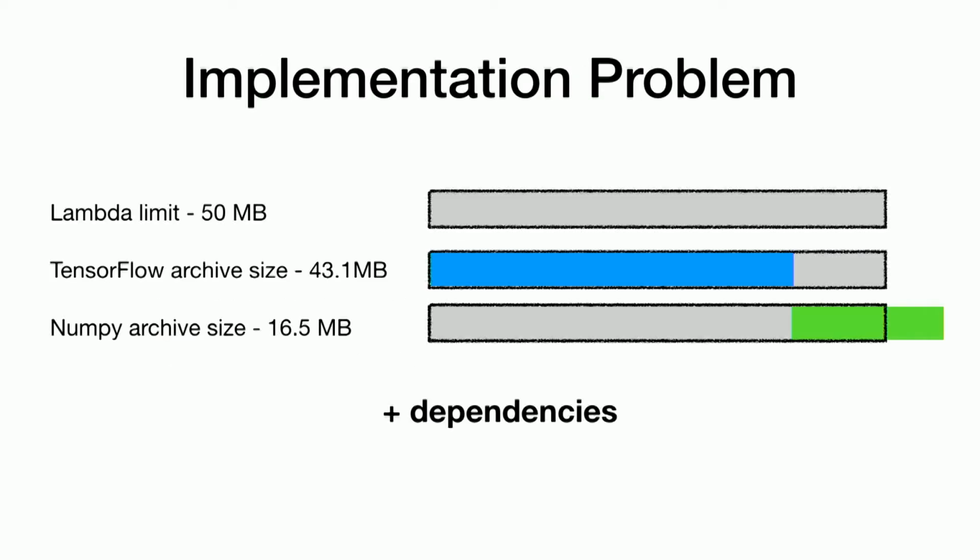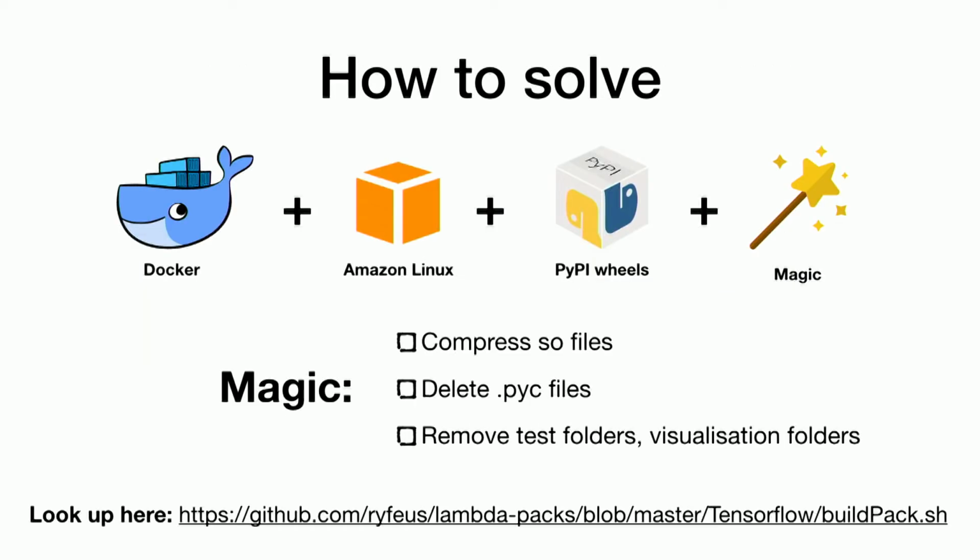So what is the current implementation problem with porting TensorFlow on Lambda? Basically, the limitation, which I mentioned before, is 50 megabytes. And the most critical libraries, TensorFlow and NumPy, together exceed this limit. And there are additional dependencies which you have to add. But it's solvable. In my GitHub project, you can find the exact shell script. The only thing you need to do is use Docker to have your local Amazon Linux, and then run this script on this Linux. And then in the end, you will receive the needed library.